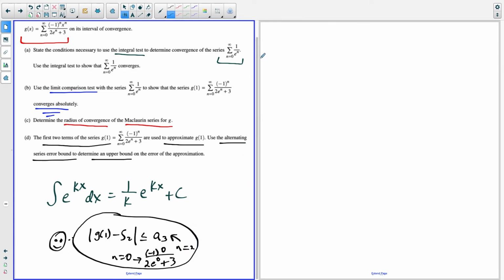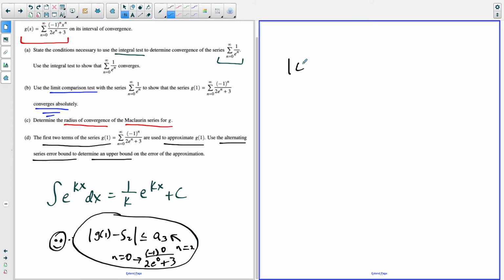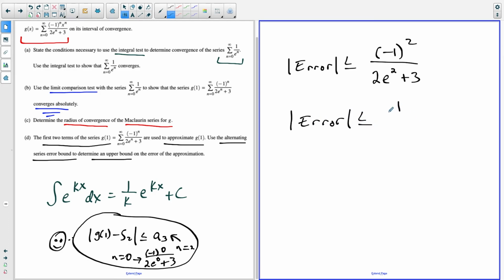So that means, to answer this question here, that the absolute value of my error is going to be less than or equal to the first unused term, which is the third term, but that's going to correspond in this case to n equals 2 since I'm starting at n equals 0. And if we were to plug in n equals 2, that's going to give us negative 1 squared over 2e to the second plus 3. So the absolute value of our error is going to be less than or equal to just 1 over 2e squared plus 3. So this is going to be our solution to part D.